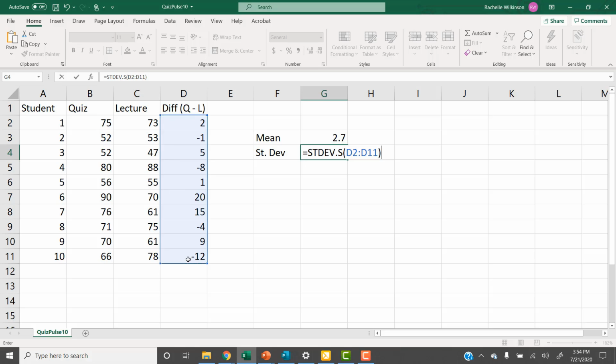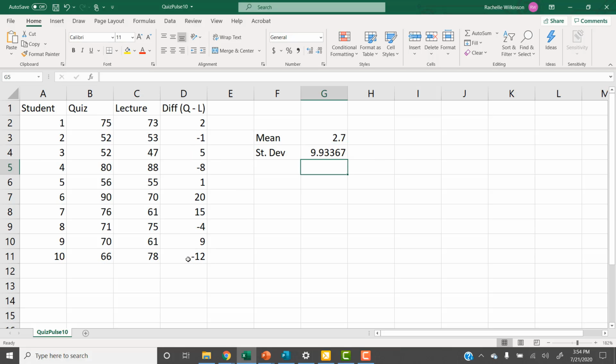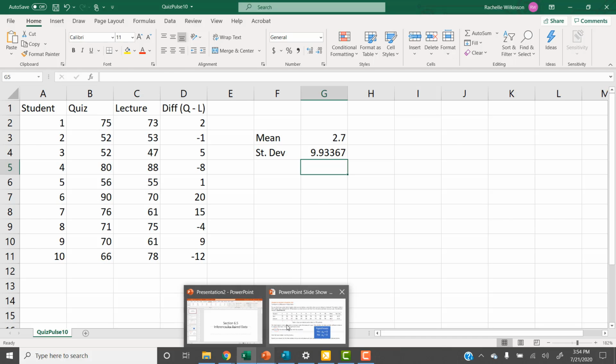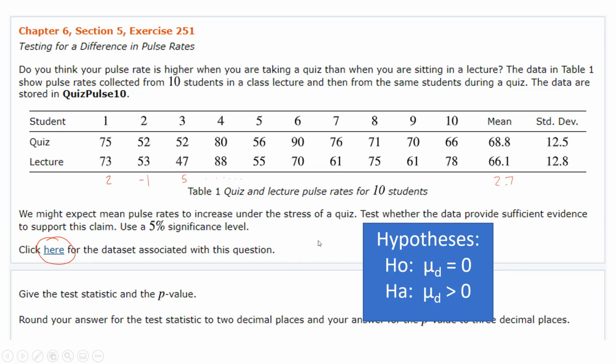And then I'm going to put another parenthesis on the other end, and I can see that my standard deviation is 9.93367. So if I rounded that to 3 decimals, that would be 9.934. So that's what I'm going to use in my calculations. All right, so back to my problem here.